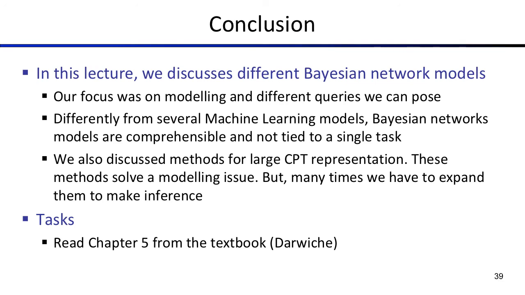We also covered different representations for large CPTs, and I guess those representations initially solve what we call a modeling problem, so we don't have to list a large number of probabilities, but they can also help to solve a computational problem. For most of the algorithms that we're going to see, we need to expand that representation to the complete table in order to make the inference. But there are a few algorithms that can use the compact representation.